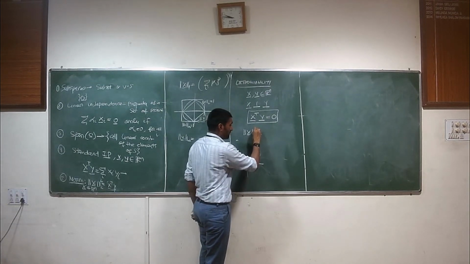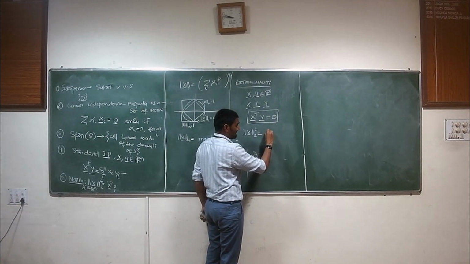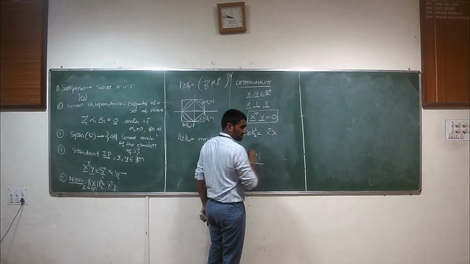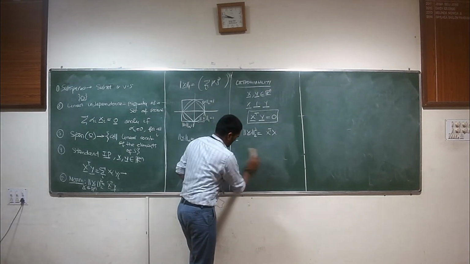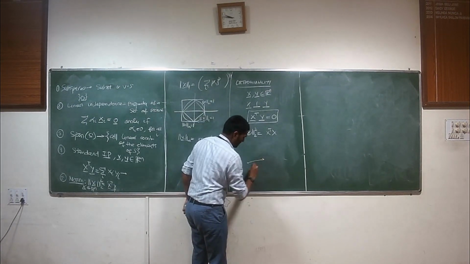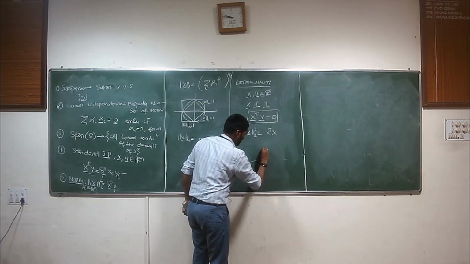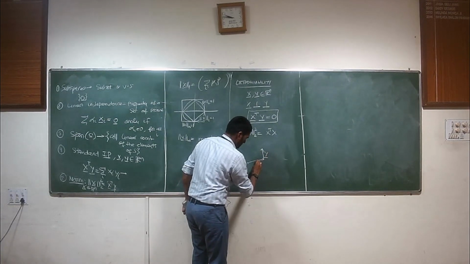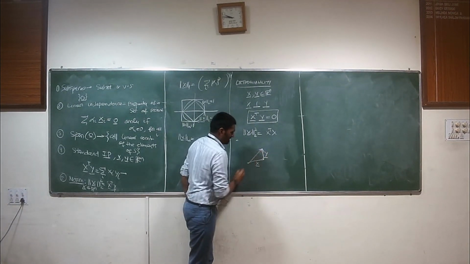What is the square of the 2 norm? In terms of the inner product, the standard inner product is x transpose x, right? Okay. Now let's look at two vectors. Vector 1, and let's say there is another vector. This is the third vector.